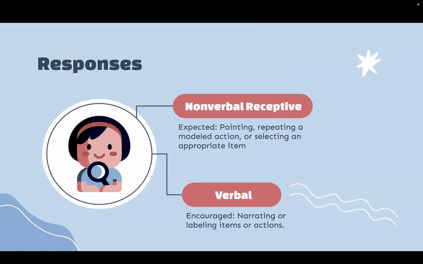Responses. The expected response is a nonverbal receptive response, with verbal responses accepted and encouraged but not necessary. Nonverbal responses could include pointing to the correct object, repeating the action, for example, knocking on and opening a toy door as modeled by the clinician, or selecting the appropriate item. For example, picking up scissors and cutting when hearing cut for Play-Doh. Verbal responses will eventually include the client using the vocabulary verbally by narrating the action or naming the object. For example, saying open or cut with the associated action.